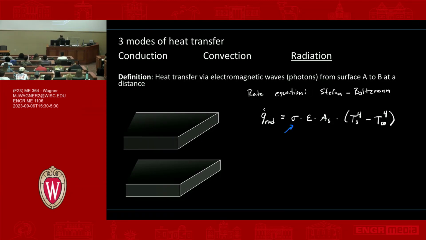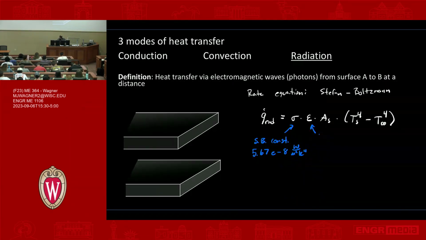Sigma is the Stefan-Boltzmann constant. Just abbreviate it SB. That has a particular value. It's 5.67 times 10 to the minus 8th. That is, I will guarantee you, the easiest constant to remember that you'll ever have. 5.67, 10 to the minus 8. And the units on that are watts per meter squared, Kelvin to the 4th. Right, watts per meter squared, Kelvin to the 4th.